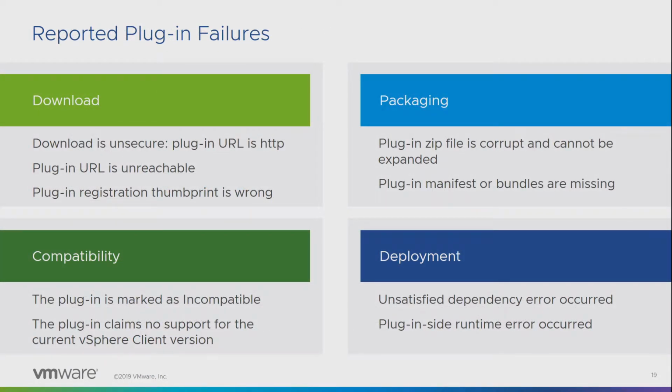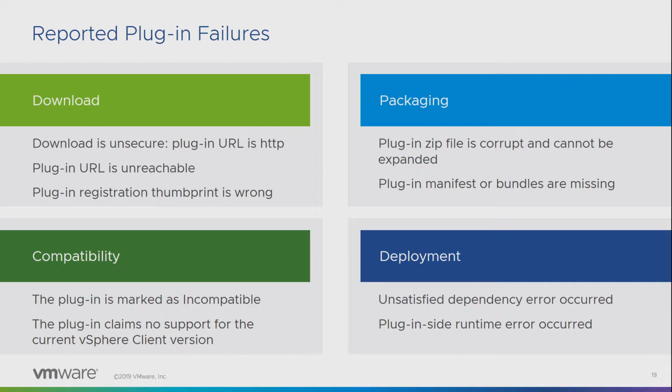And when we're talking about categorization, those are the 4 different categories of errors, which map to what we saw earlier. Essentially, when it comes to downloading, the vSphere client doesn't support HTTP-only download by default. So if the URL used HTTP, it's going to fail.